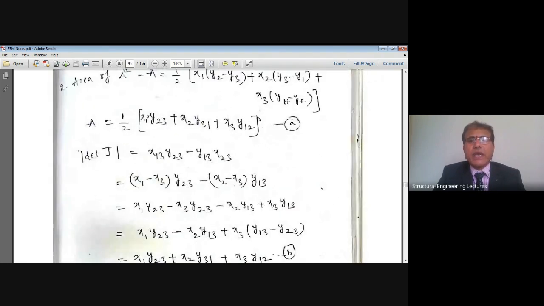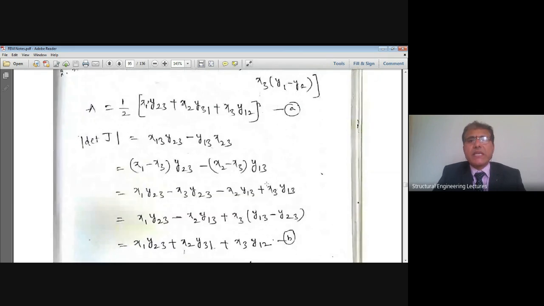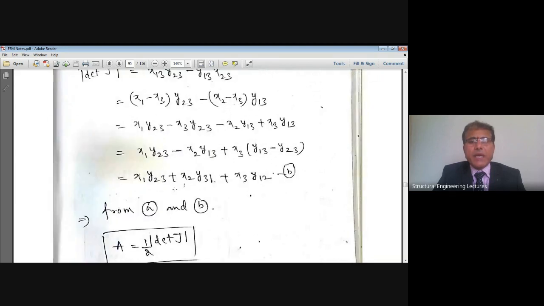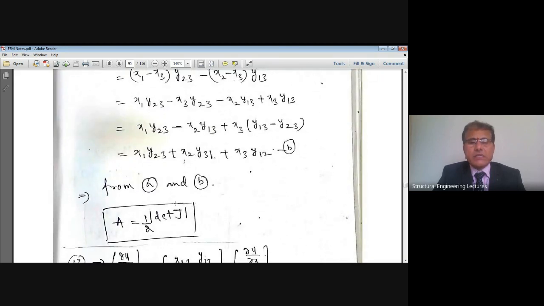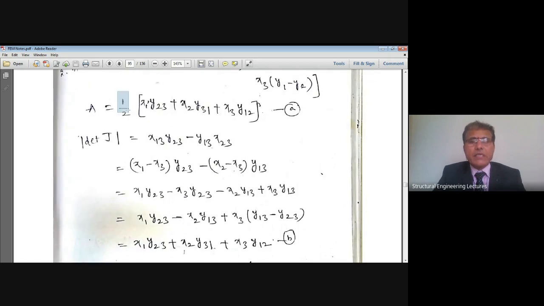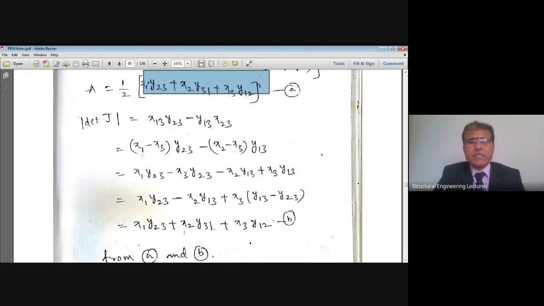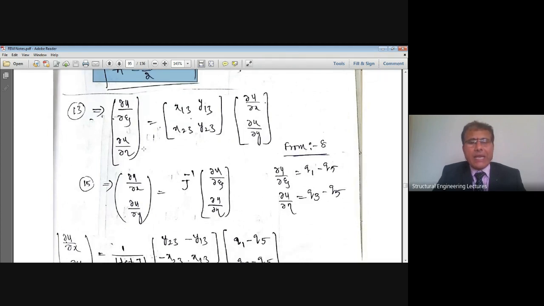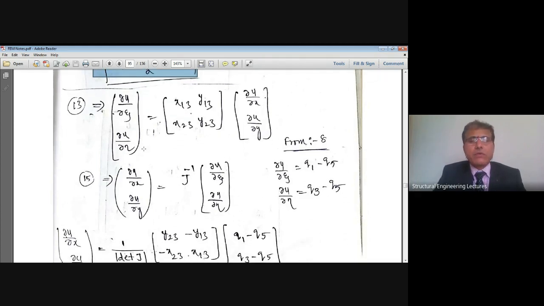Therefore, from equations A and B, what can I now say? What I can conclude is that this determinant J is 2 times the area, or area is nothing but half the determinant J, because this is the determinant J, right? That is how the utility of the Jacobian, it can be used to calculate the area of the given 2D 3-node triangle. Likewise for the other elements also, we'll see that, right?